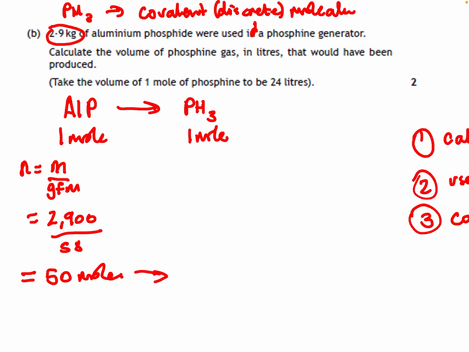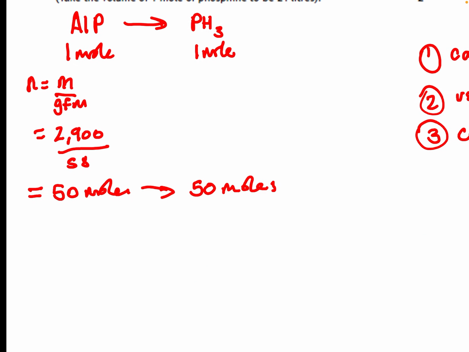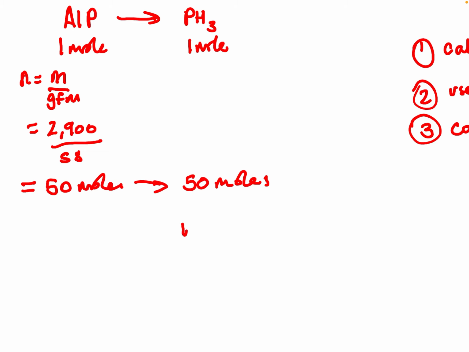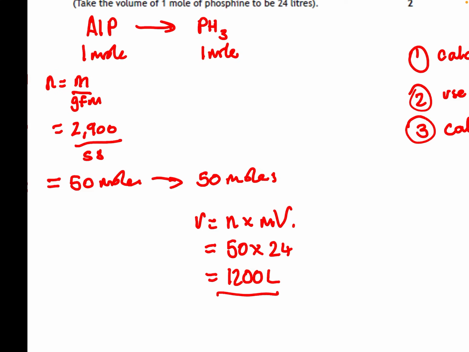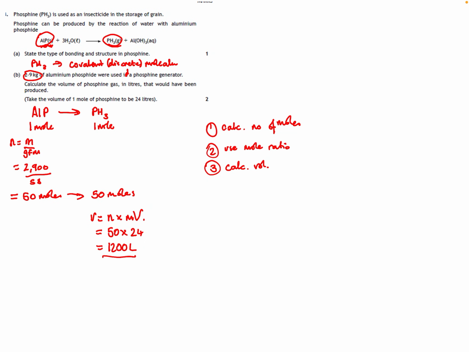Using the mole ratio now, we can see that that would give us 50 moles of phosphine, PH3. So all we can do then is go ahead and do volume equals the number of moles times the molar volume, which is given in the question as 24. So that's 50 times by 24 will give us 1,200 litres phosphine gas produced. And that is your final answer.